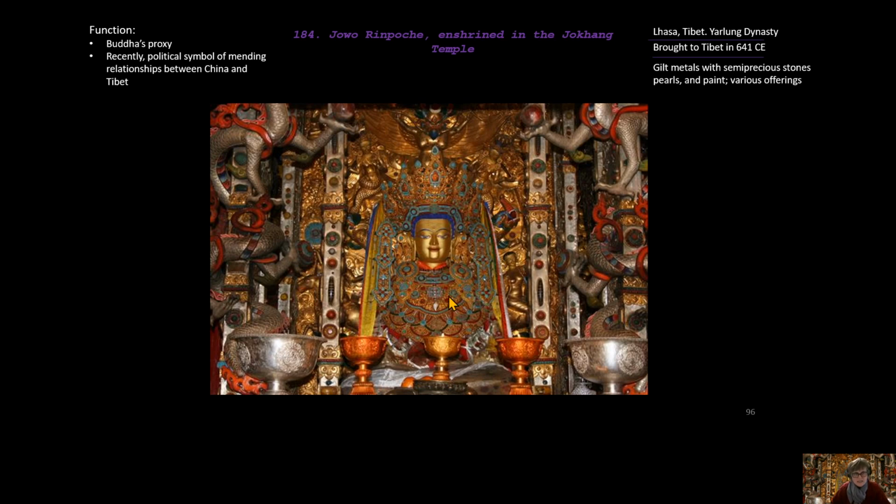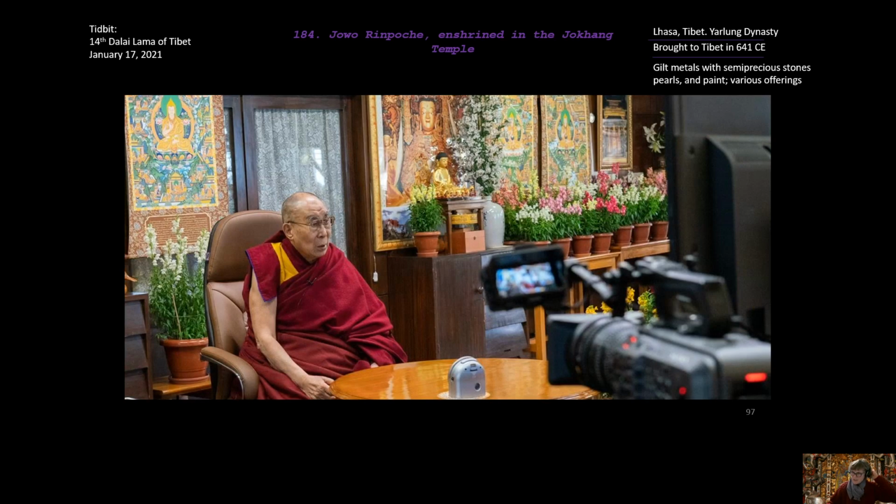So this piece stands, its function is that it is Buddha's proxy here on earth. And recently, because it has been reinstalled, it's kind of a symbol of the mending of relationships between China and Tibet. Not to say that Tibetans are excited about being controlled by China.